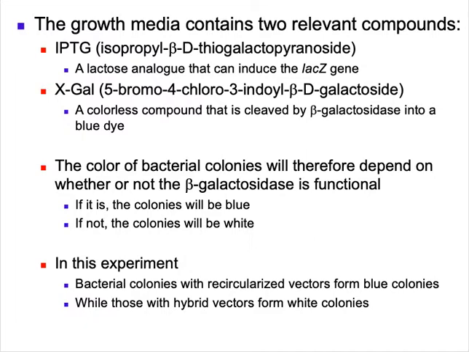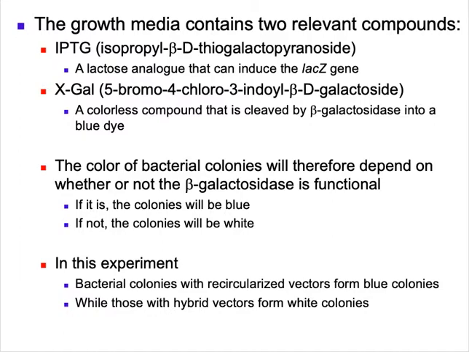Here are the two chemicals that I told you are incorporated into the petri dish along with the ampicillin. One of them is called IPTG. This is a sugar, an analog of lactose that can activate expression of the LAC-Z gene. And then the other one is called XGAL, and there's the chemical name for it there. It's also a sugar analog, but when it is coupled to a dye, and then when it's hydrolyzed, it turns into a blue color.